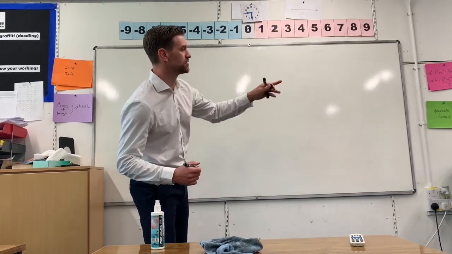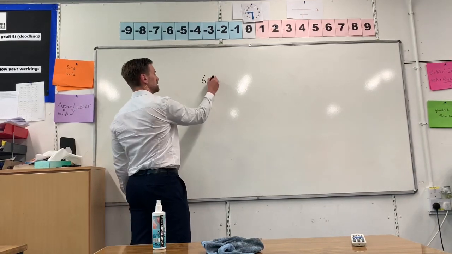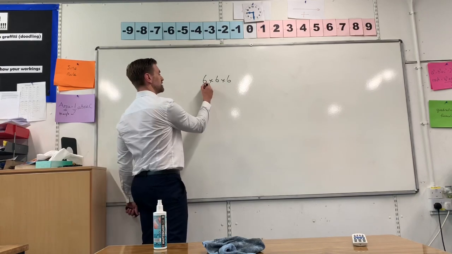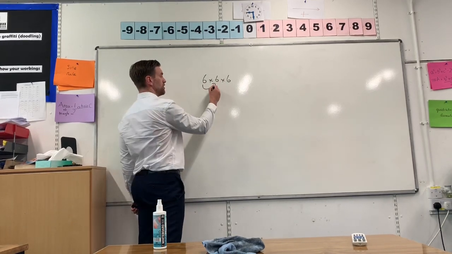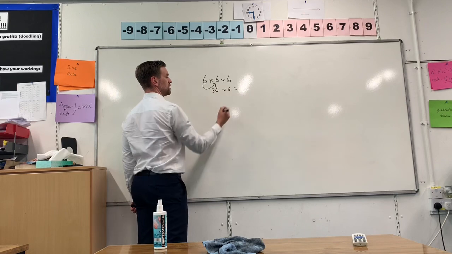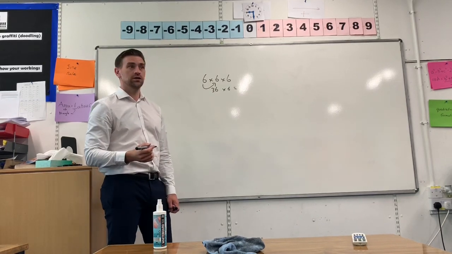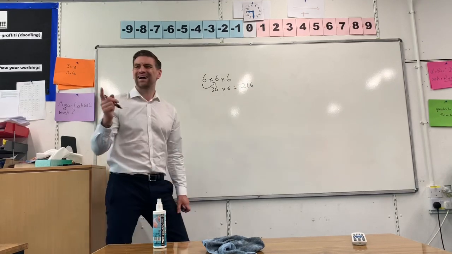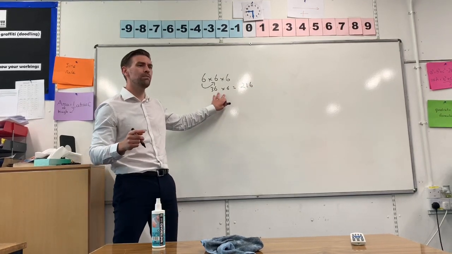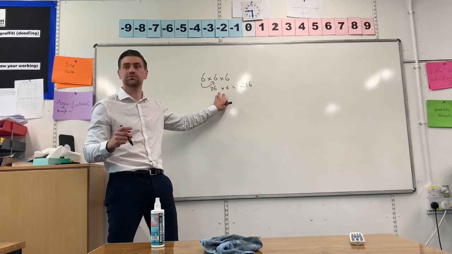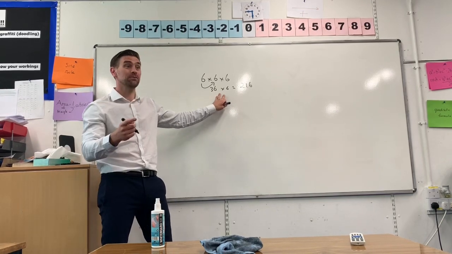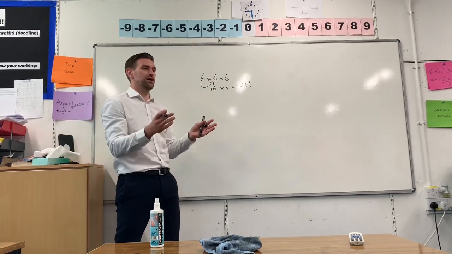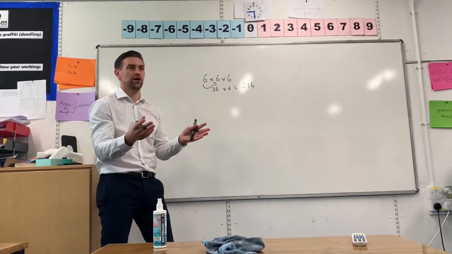So if I want the 6th cube number, it's just going to be 6 times 6 times 6. So what is 6 times 6, please? 36. What is 36 times 6? 216, well done. Although that's quite hard to do in your head, what method would you use to do 36 times 6? The grid. Well done.